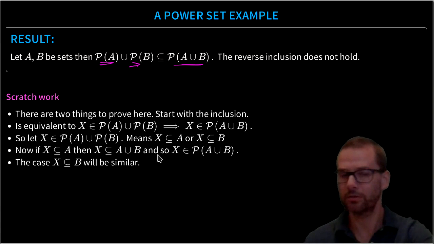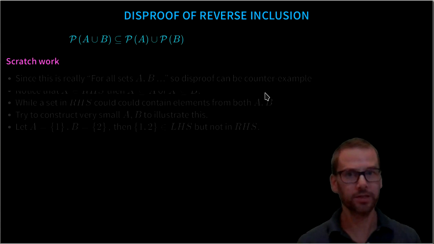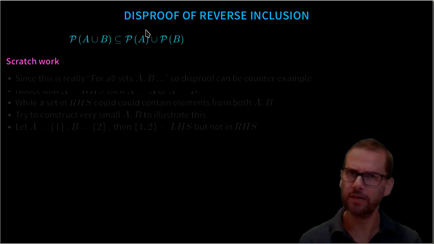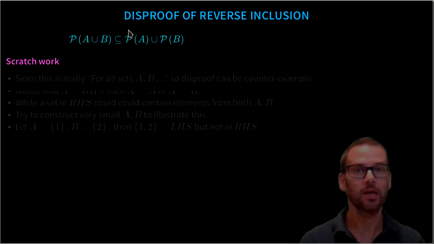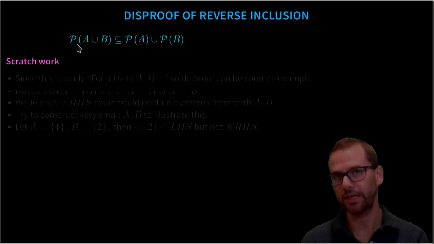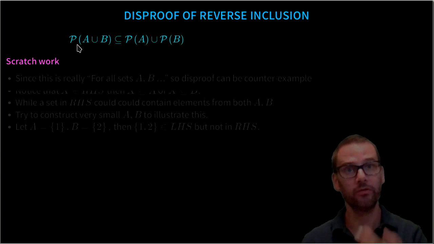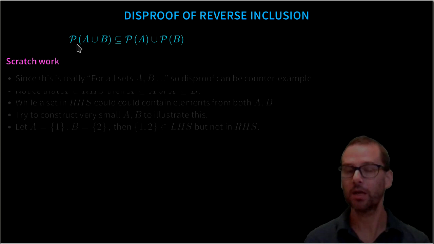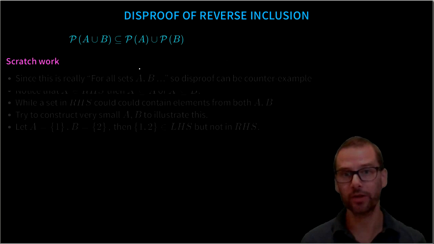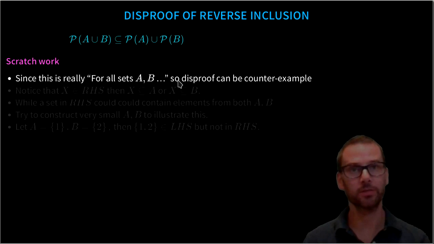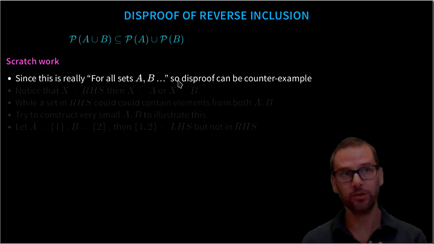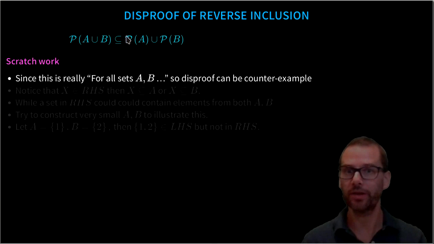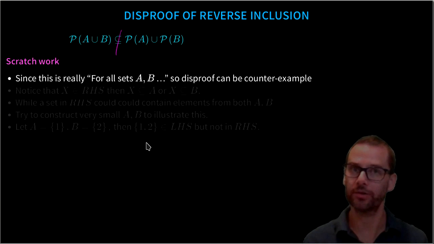Let's look at the reverse inclusion now. So the reverse inclusion, well, notice that this is a statement that we're making here, where the power set of the union is a subset of this. This is really a for all sets A and B. It's really a universally quantified statement. And so when we try to show that it's false, a disproof can just be a counterexample, because all we need to do to show it's false is there exist sets A and B so that this is not the case.